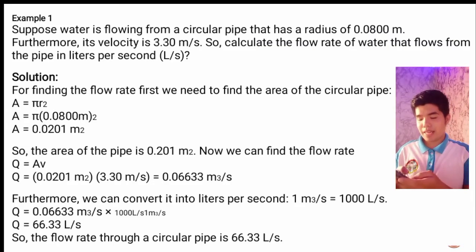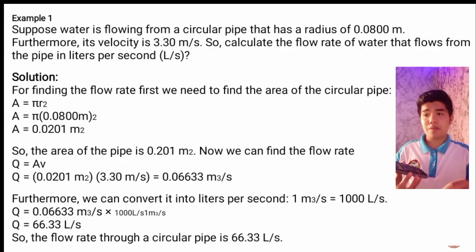Input lang ulit din natin, guys. Huwag niyong kalimutan, Q = A times V. Yung area natin na nakuha, 0.0201 times 3.30. Yun yung velocity niya. At lalabas dyan ay ang 0.06633 cubic meter. Napansin nyo bakit cubic meter? Kasi yun yung unit natin pagdating sa flow rate.